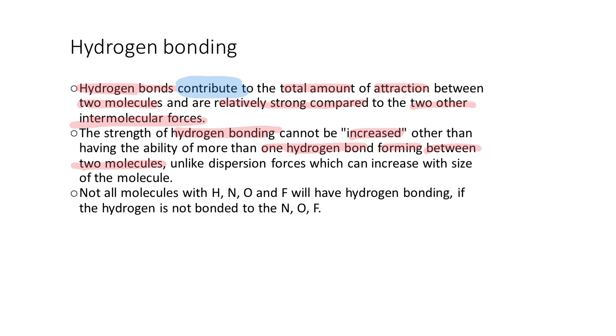And then, really, this is a key idea: not all molecules containing H, N, O, and F will have hydrogen bonding, right? If you don't have the hydrogen bonded to the N, O, or F. So let's have a look at some of these examples.